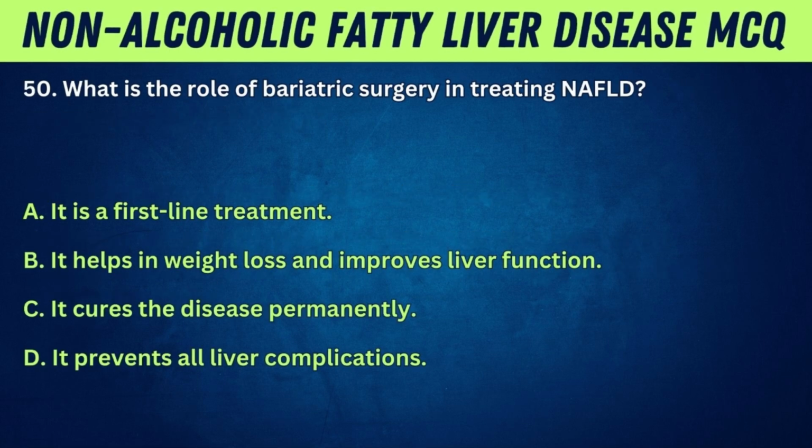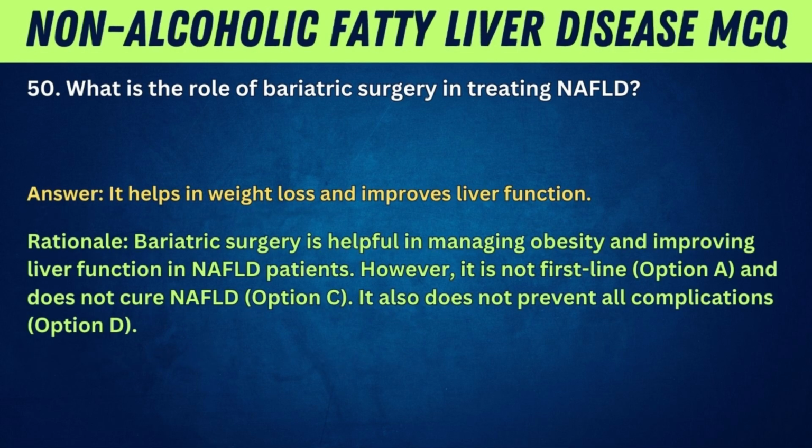50. What is the role of bariatric surgery in treating NAFLD? A. It is a first-line treatment. B. It helps in weight loss and improves liver function. C. It cures the disease permanently. D. It prevents all liver complications. Answer: it helps in weight loss and improves liver function. Rationale: bariatric surgery is helpful in managing obesity and improving liver function in NAFLD patients. However, it is not first-line, option A, and does not cure NAFLD, option C. It also does not prevent all complications, option D.